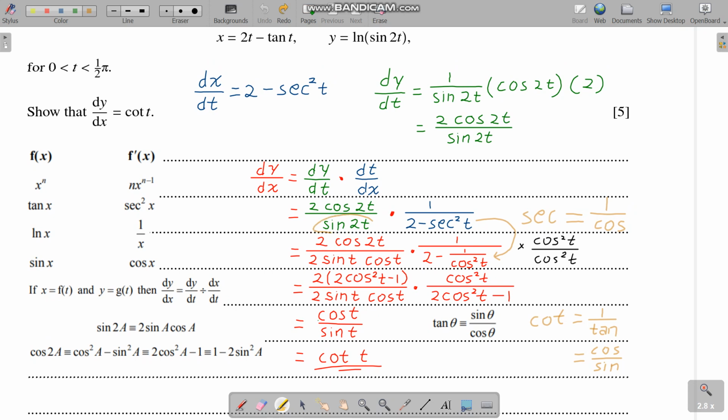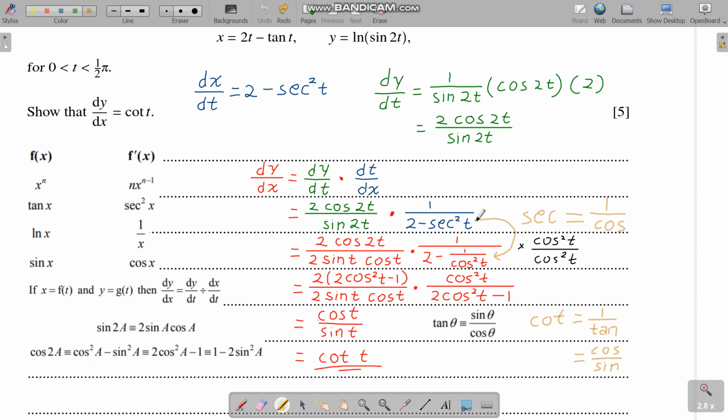For the sine 2t, if you look at what we need to prove, it's not in terms of 2t, it is in terms of t. So we're going to have to use the sine double angle formula. So sine 2t equals 2 sine t cos t, because of the MF19 sine double angle formula. Now for the 2 cos 2t, we have many options here. Since we don't know yet which one we need, let's just keep it as 2 cos 2t.